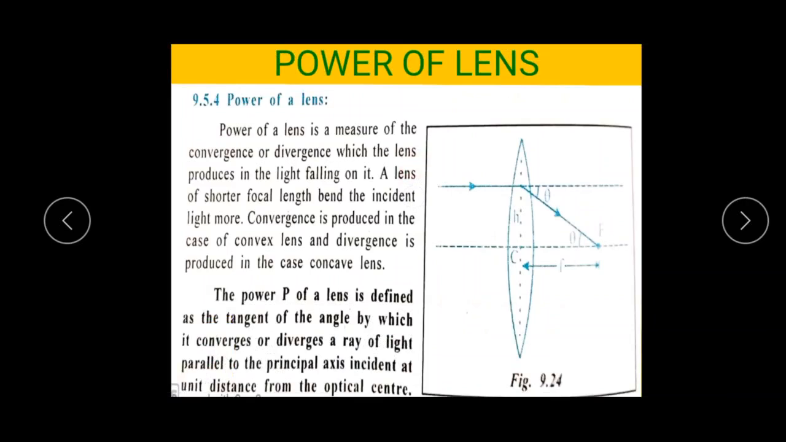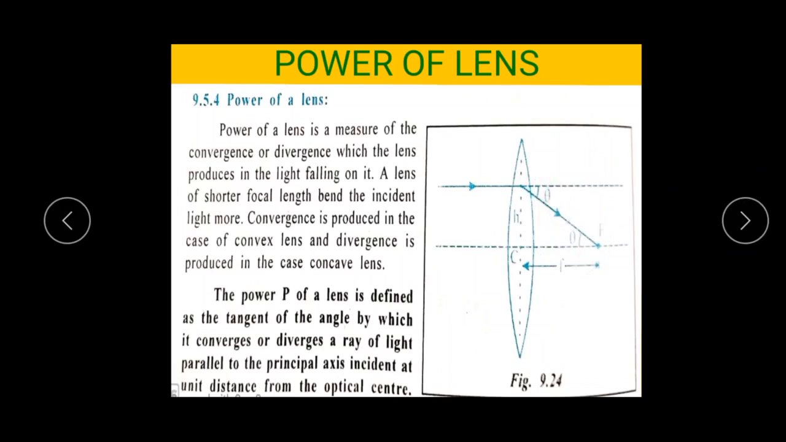Here is a lens, and if incident light falls on the lens, a refraction process takes place. Due to refraction, the ray bends, either towards the center or away from the principal axis. How much the ray of light is bent is measured by the power of the lens. We can call it the power of lens.